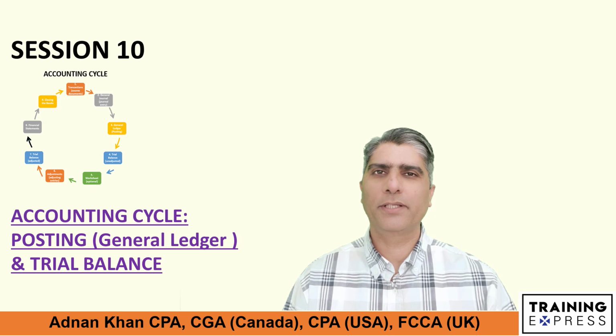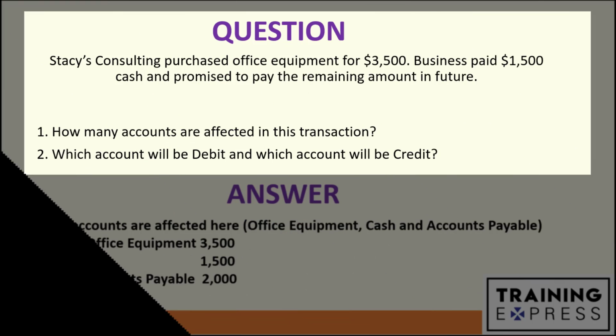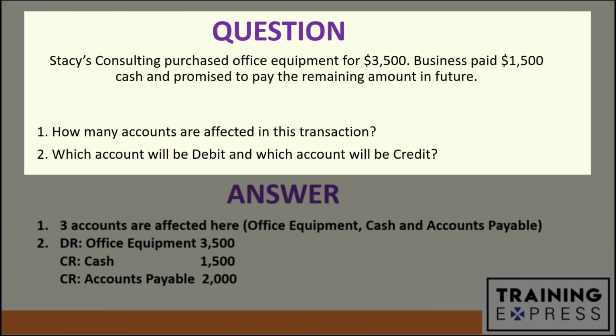Today is session number 10, but before we talk about today's session, let's have a look at the answer of last session's question. Question was, Stacy's Consulting purchased office equipment for $3,500. Business paid $1,500 cash and promised to pay the remaining amount in future. Question number 1. How many accounts are affected in this transaction? Question number 2. Which account will be debit and which account will be credit?